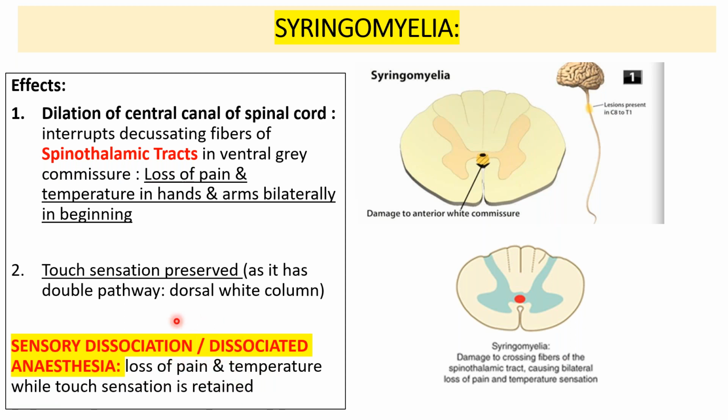So this is also an important question that can come. What is sensory dissociation or dissociated anesthesia? That means only pain and temperature are lost, but touch is preserved. This happens only in case of syringomyelia because it involves the central canal, and only affects the anterior white commissure, the spinothalamic fibers.